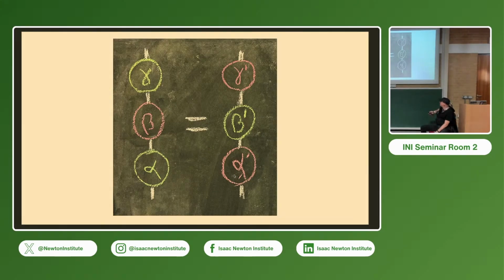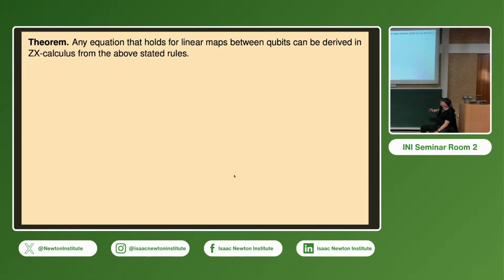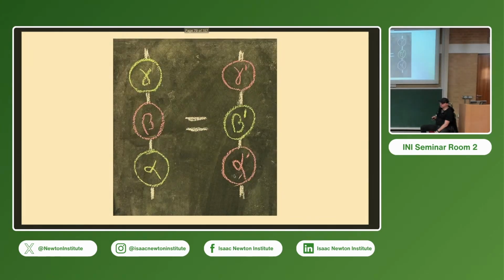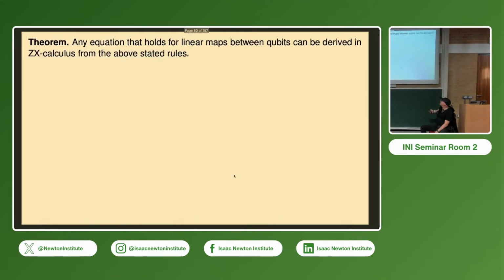It's true. And the reason I'm writing it down is because of the following theorem. All the rules I've shown before, any equation that holds for linear maps between qubits can also be derived in the ZX calculus from the rules I've given you. Anything you can prove using linear algebra, linear maps, you can prove using the rules I showed you. And for that theorem, you need this rule. For any practical use, you don't need it. But for the theorem, you need it. I mean, this is something that neither Ross nor I thought would ever be true. It was proved in like 2018 or 2019, I think, that any equation in linear algebra can be derived in ZX calculus. And that's called completeness.